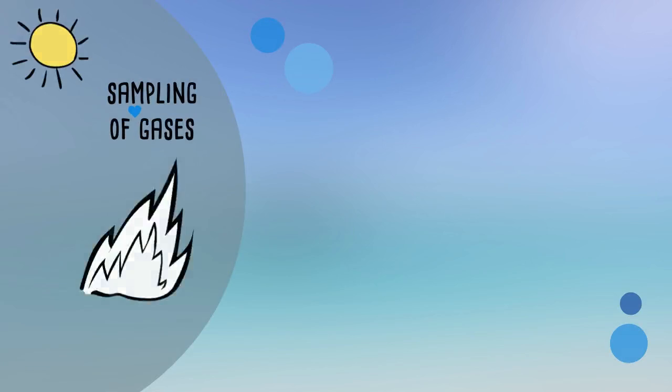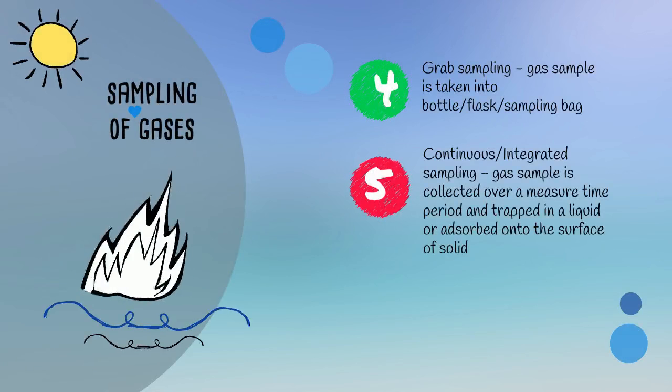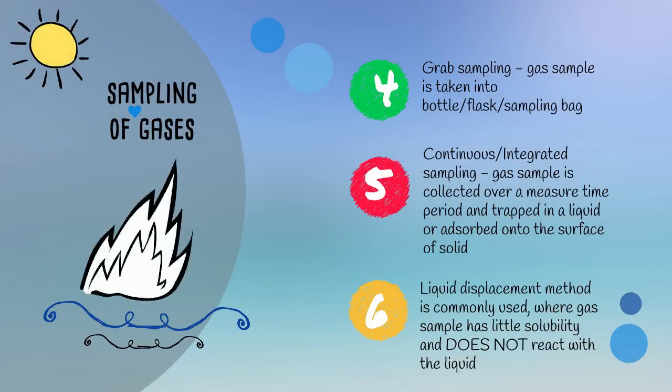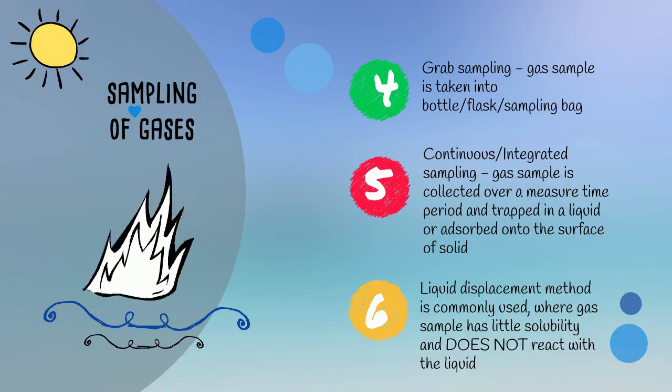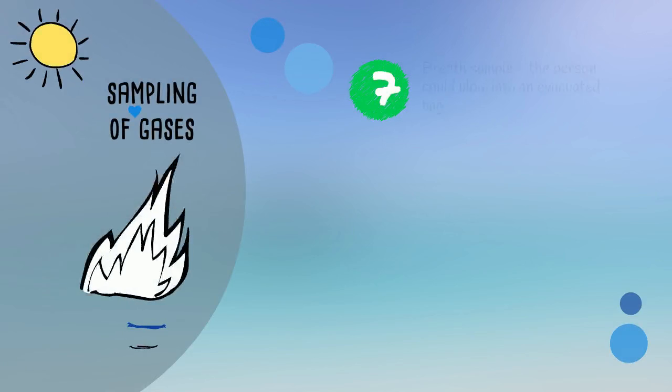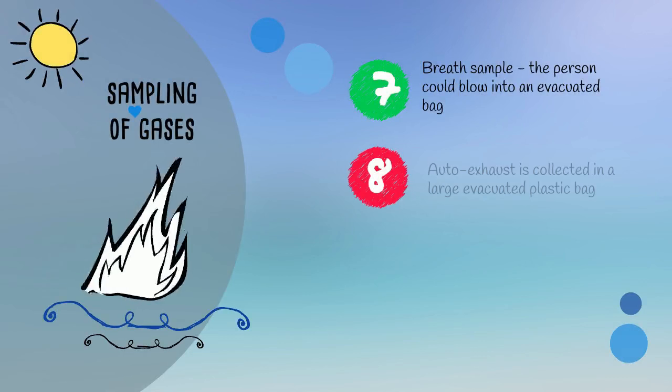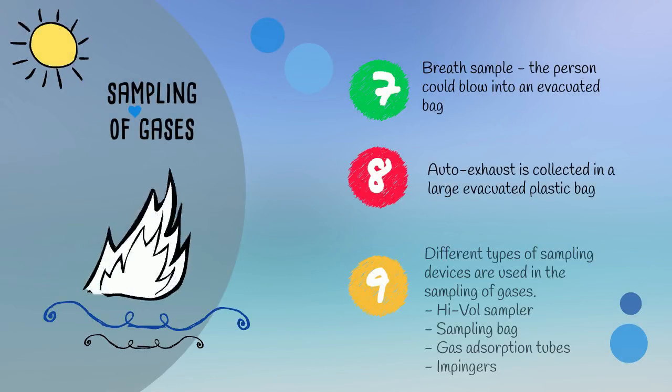Sampling of gas can be done by several methods. In some cases, a sampling bank is simply opened and filled with the gas. In other cases, gases can be trapped in a liquid or adsorbed on a surface. Different types of sampling devices are used in sampling of gases, namely high volume sampler, sampling bag, gas absorption tubes, and impingers.